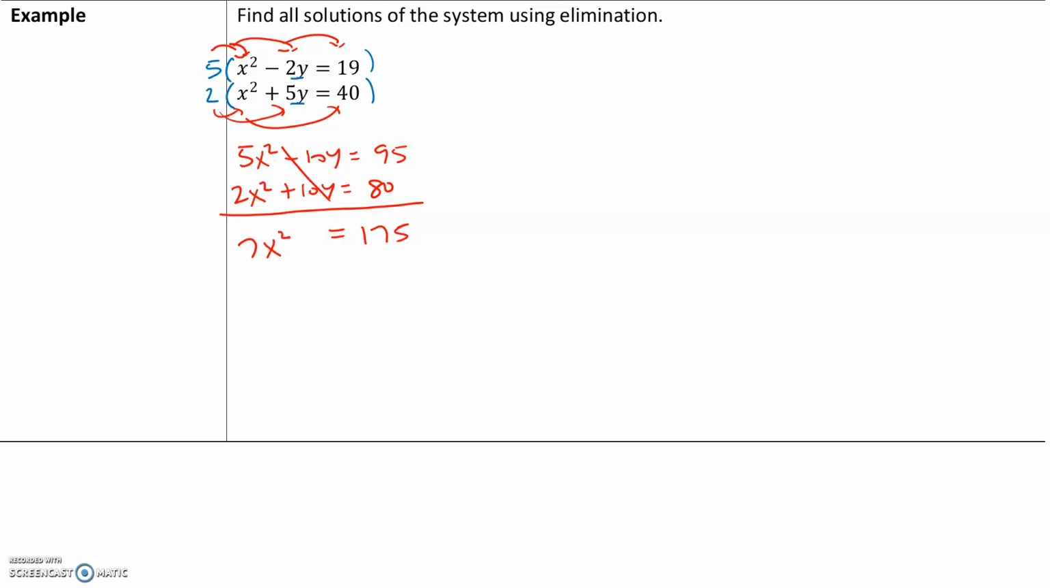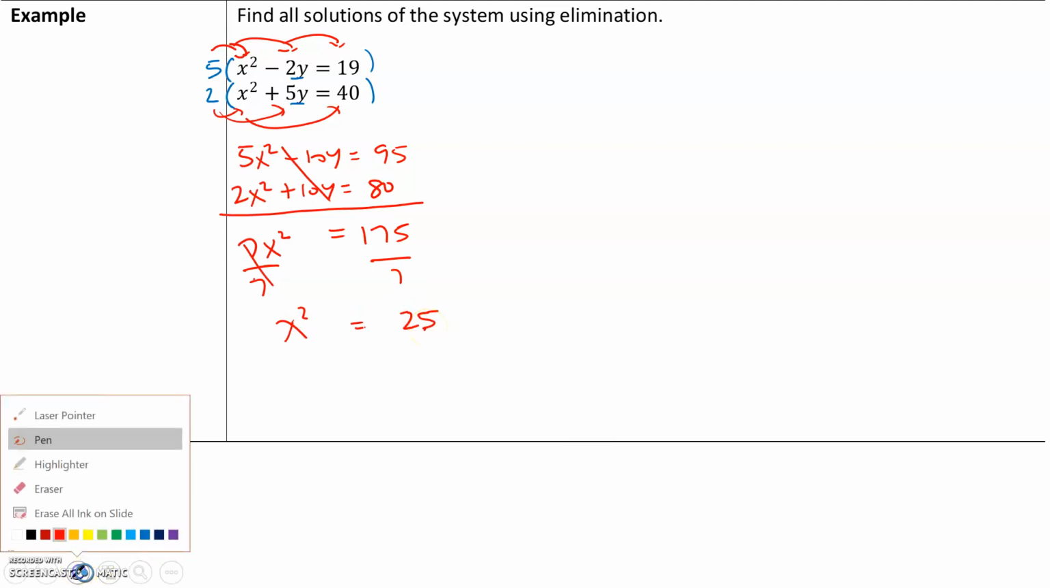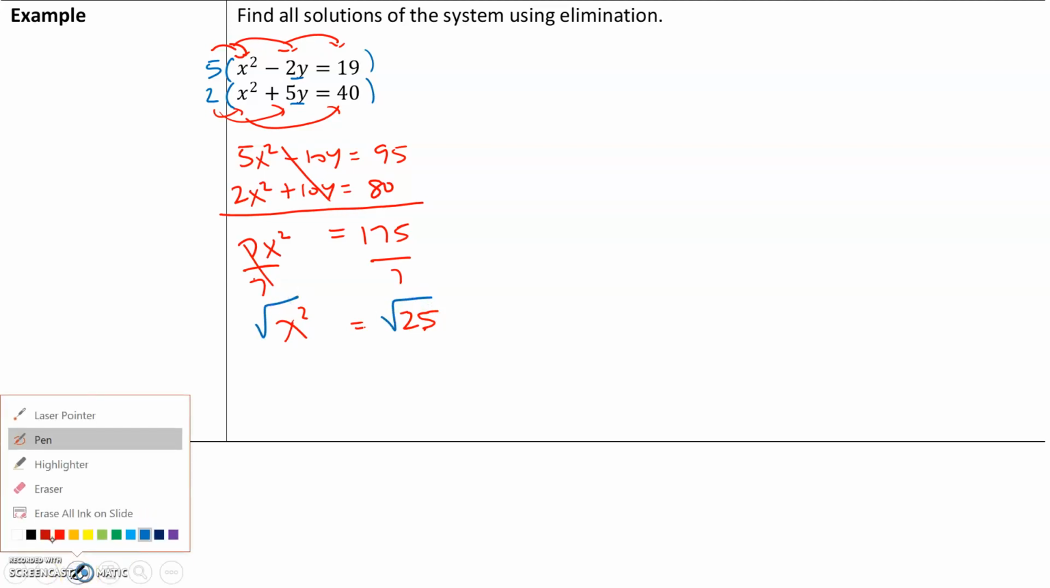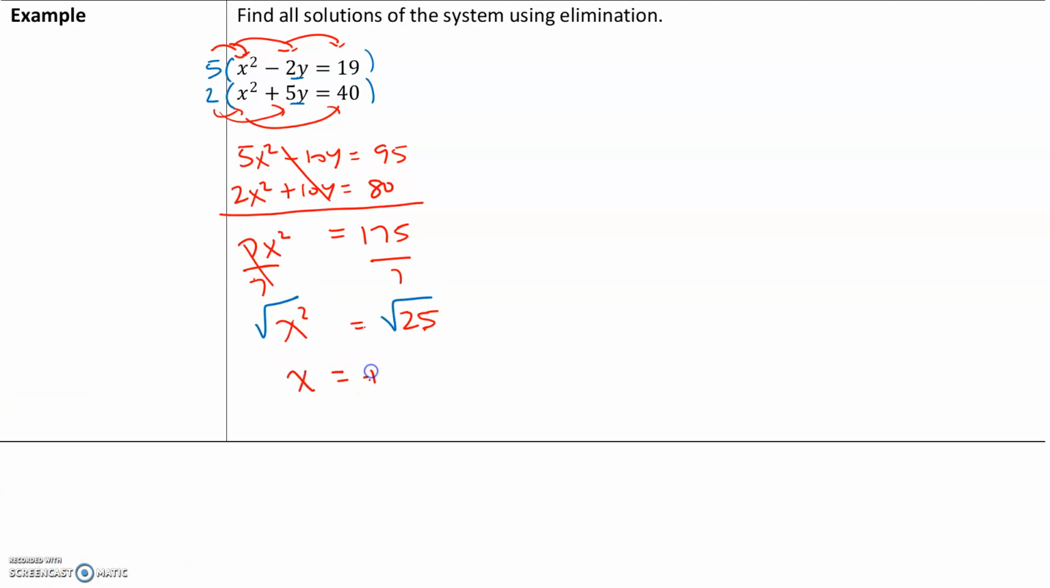Now, in order to solve for x squared, I take the 175 and I divide that by 7. So if I divide both sides by 7, I'm going to get x squared equals 25. Okay, and then finally, to get the x by itself, I'm going to square root both sides. The inverse of a square is a square root. So I square root the left, square root the right. And what do I get? I get x equals plus or minus 5. And remember, every time I square root a variable, I always get that plus or minus. So now I have two different cases, x equals positive 5, x equals negative 5.